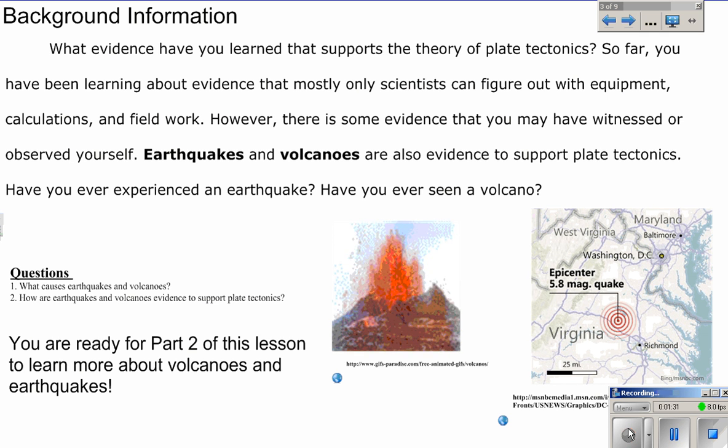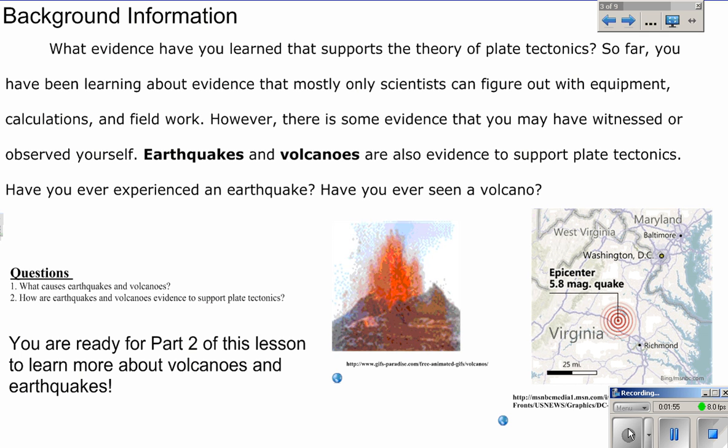Background information. What evidence have you learned that supports the theory of plate tectonics? So far, you have been learning about evidence that mostly only scientists could figure out with equipment, calculations, and fieldwork. However, there is some evidence that you may have witnessed or observed yourself. Earthquakes and volcanoes are also evidence to support plate tectonics.